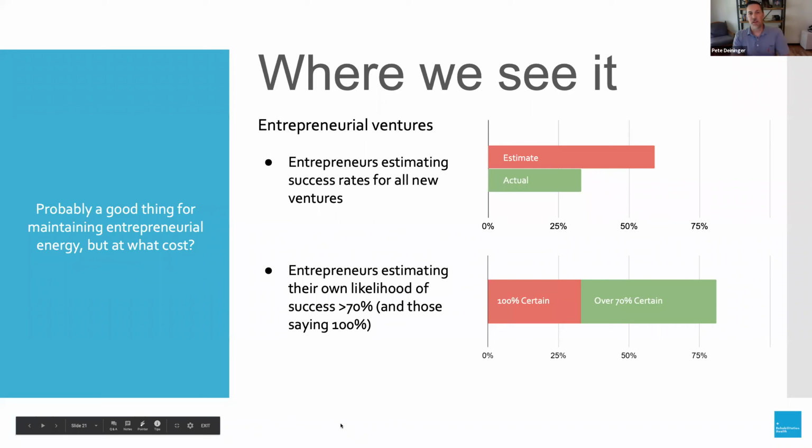Another space that is near and dear to many of us is the entrepreneurial arena. And what we see here in the top chart is entrepreneurs who were estimating the success rate for all new ventures in the marketplace. The estimate was 60% are going to be successful. The actual 5-year success rate is about 1 in 3.